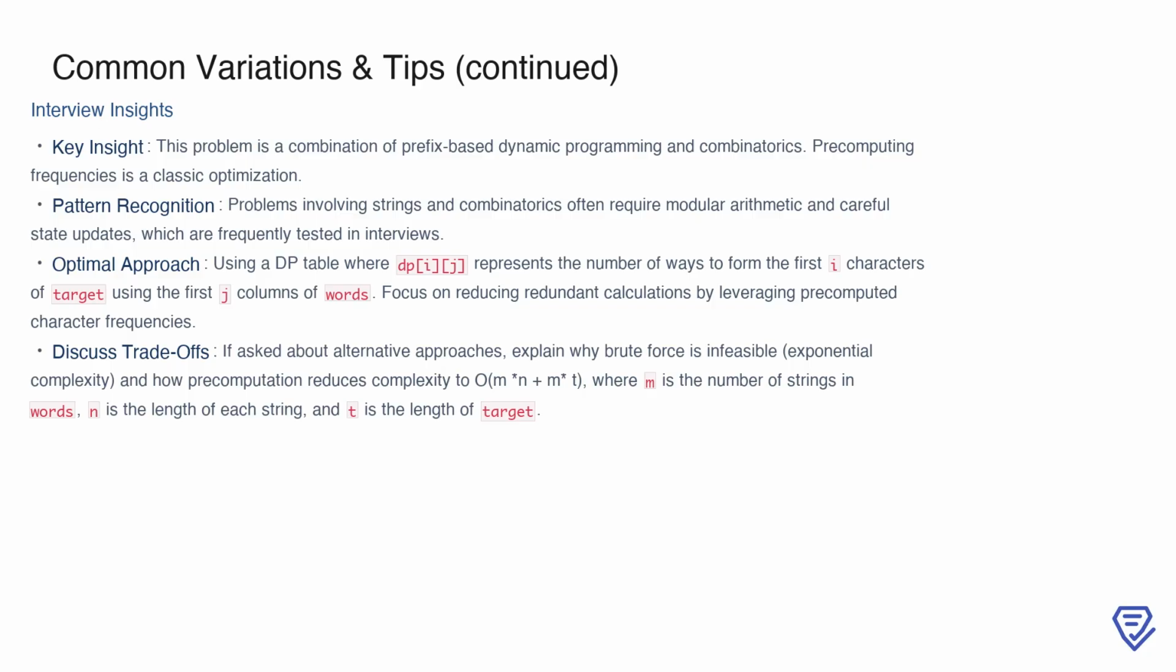The optimal approach involves defining a DP table where DP[i][j] represents the number of ways to form the first i characters of the target using the first j columns of words. This structure ensures you can systematically build up to the solution while avoiding unnecessary recalculations. If asked to compare approaches in an interview, emphasize how brute force results in exponential complexity and how pre-computing character frequencies reduces the problem's complexity to O(M*N + M*T), where M is the number of strings in words, N is their length, and T is the length of target.